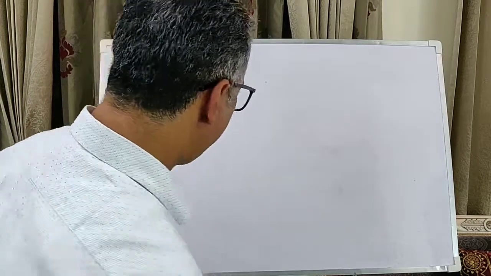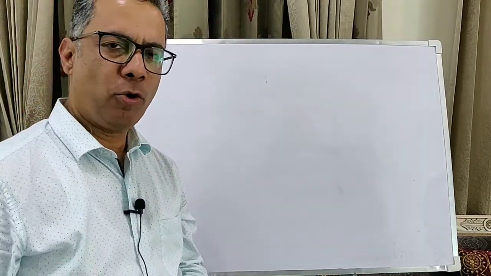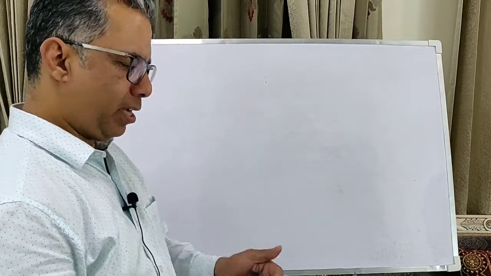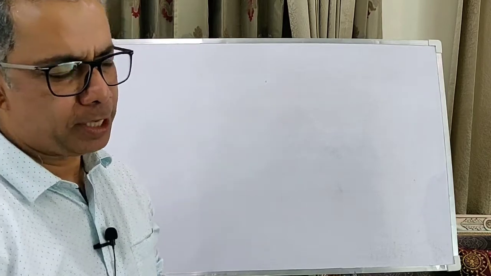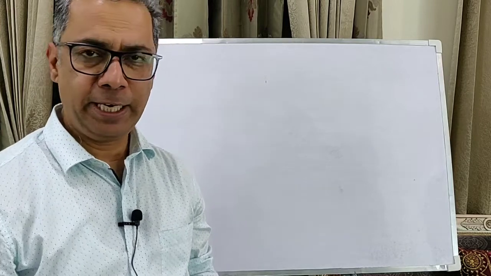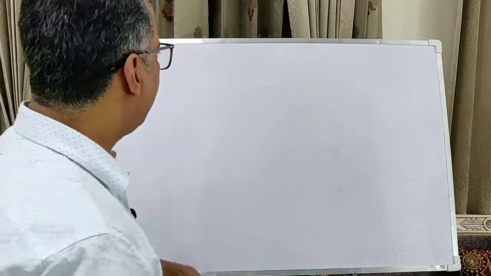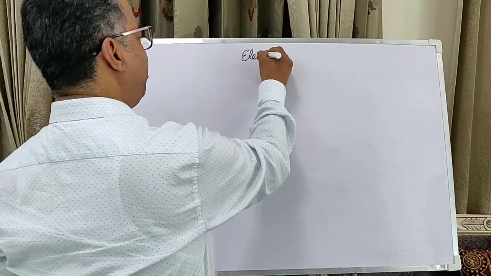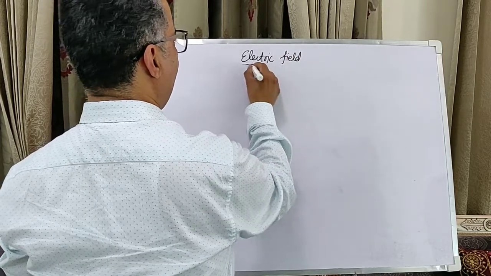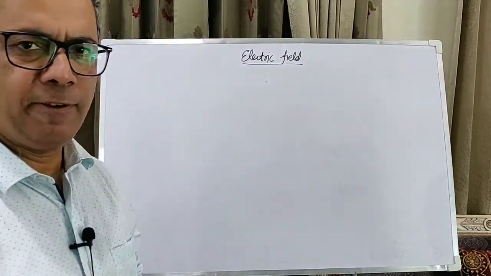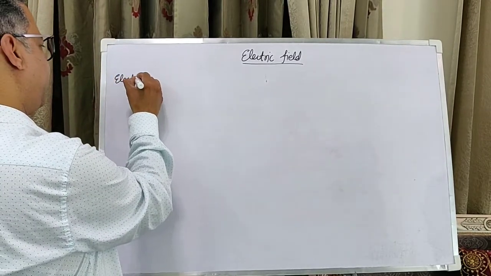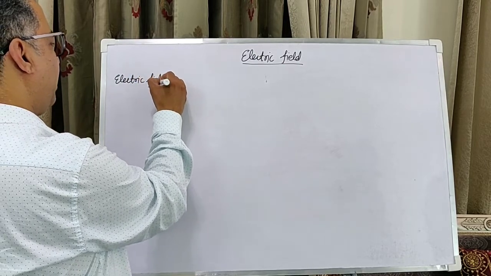Now after having studied Coulomb's law and also the superposition principle, we have arrived at a situation where we can actually move on and study the next concept, and that is the concept of electric field and electric field intensity. So we are going to talk now about electric field and later about electric field intensity. What is electric field?